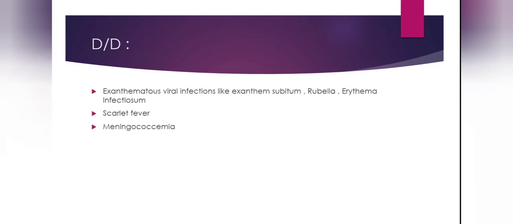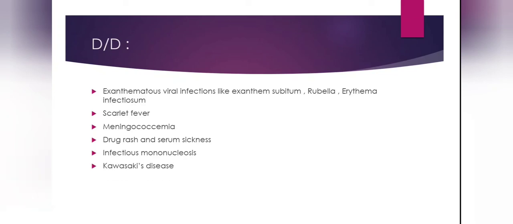So what can be the differential diagnosis of measles? Exanthematous viral infections like exanthem subitum, also known as the sixth disease, rubella, erythema infectiosum, in sab mein jo hai wo rashes hote hain jo skin ko involve kar rahe hote hain. Iske alawa scarlet fever hai, meningococcemia hai, drug rash and serum sickness, infectious mononucleosis, which is caused by Epstein-Barr virus, Kawasaki disease, also a vasculitis. So these are the differential diagnosis of measles.